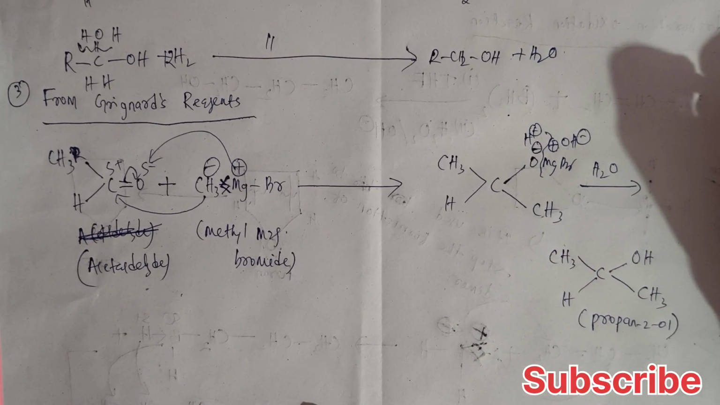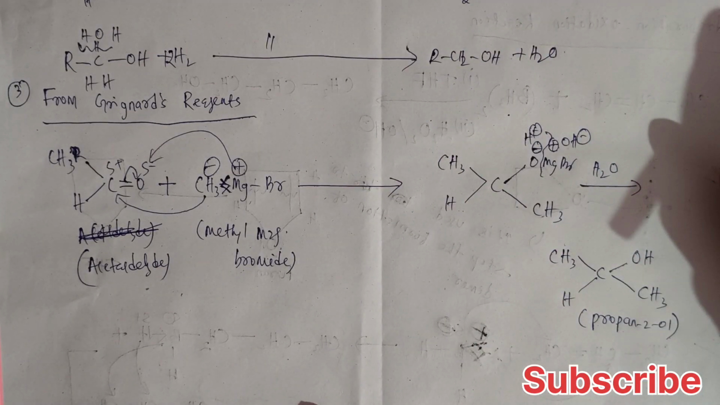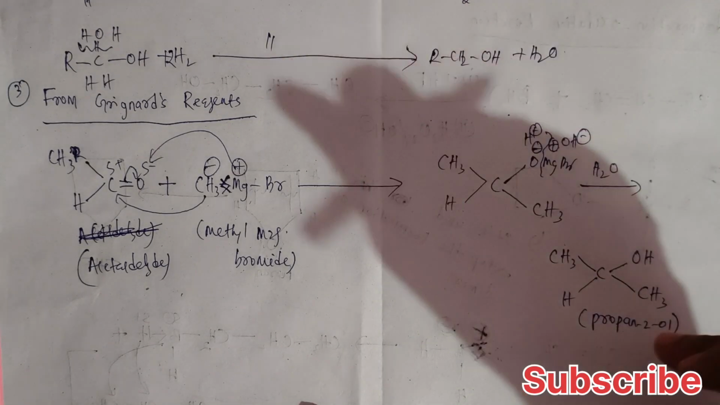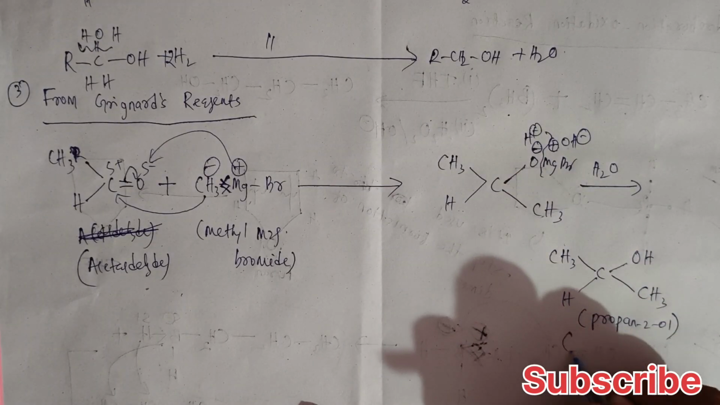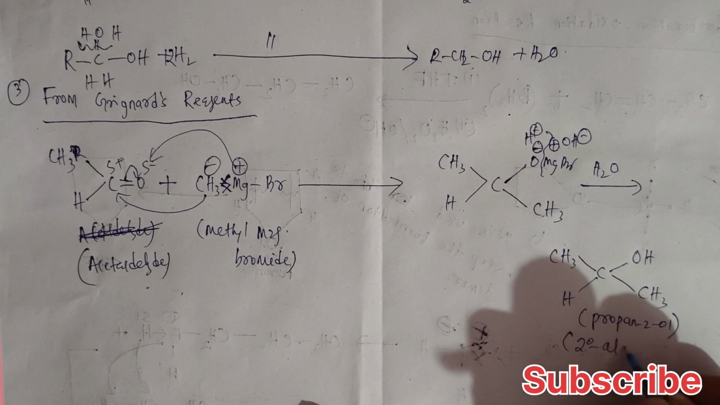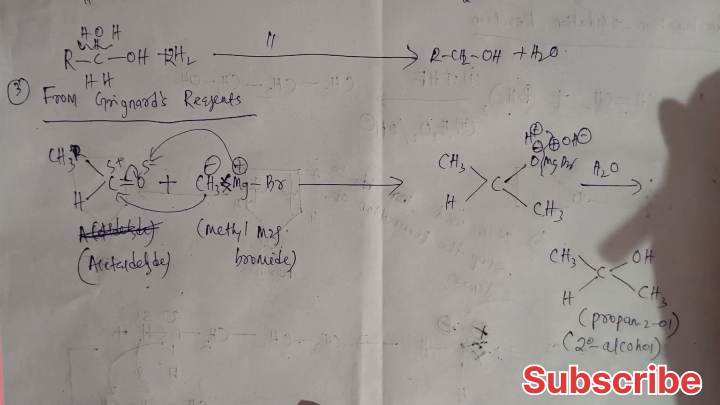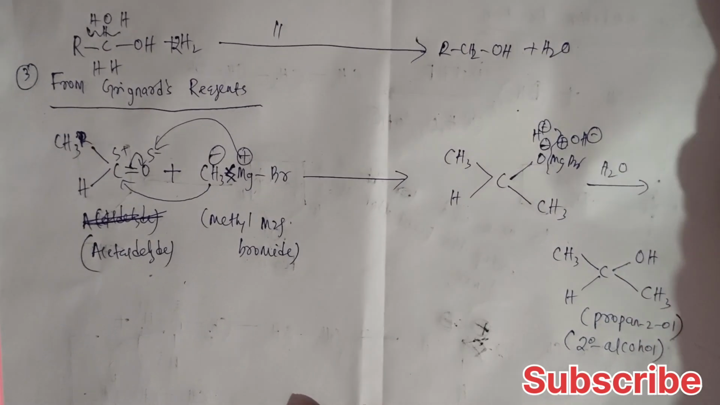I think it is getting clear. I hope you all clearly understand what I told you here. This is our preparation of alcohol. This is propan-2-ol, a secondary alcohol. I hope it is clear to all of you.